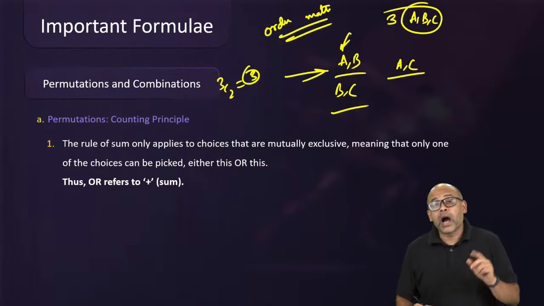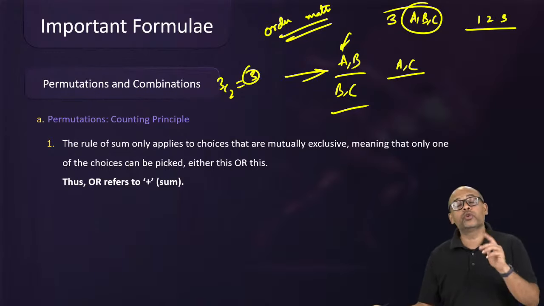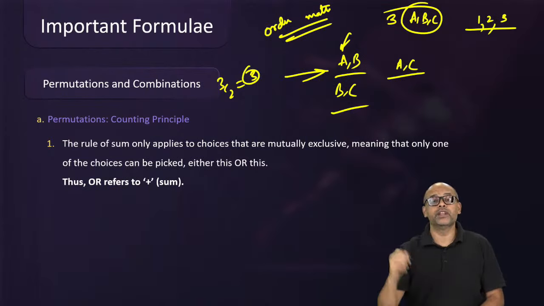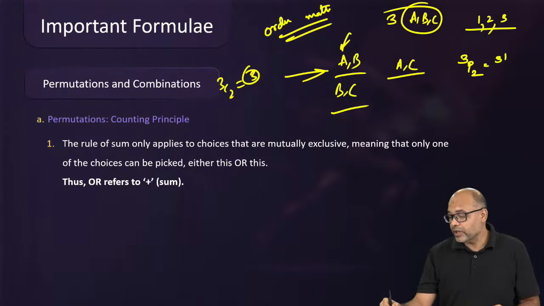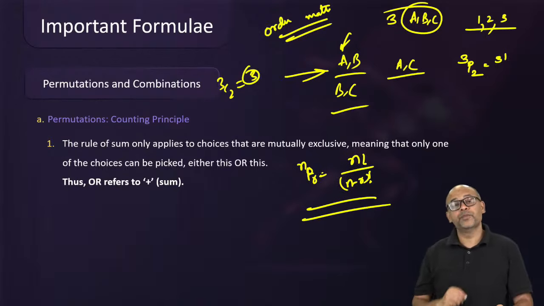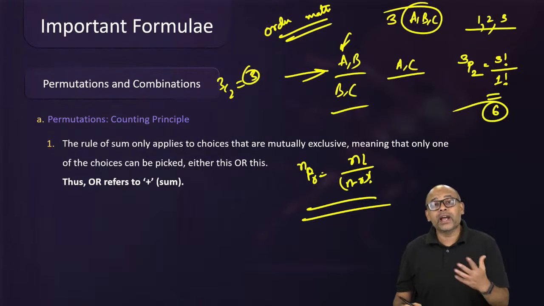So if I say how many 2-digit numbers can be formed using the digits 1, 2, 3, this is given by 3P2. In fact, the formula for nPr is n factorial by n minus r factorial. This is your formula. So this becomes 3 factorial by 3 minus 2, which is 1 factorial, which is 6 numbers. Why are there 6 numbers?